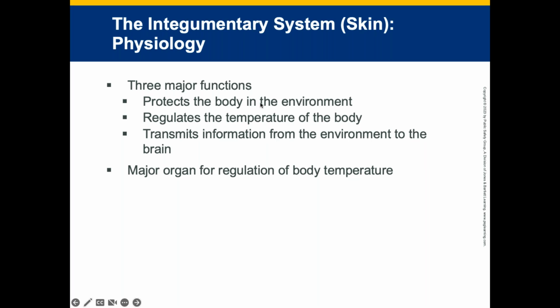The integumentary system serves three major functions: protects the body, regulates body temp, and transmits information from the body or from the environment to the brain. So if you had an injury to the skin, let's say it's severe burns, that could make it so your body can no longer regulate temperature in that area. That's why burn patients can become hypothermic very quickly.